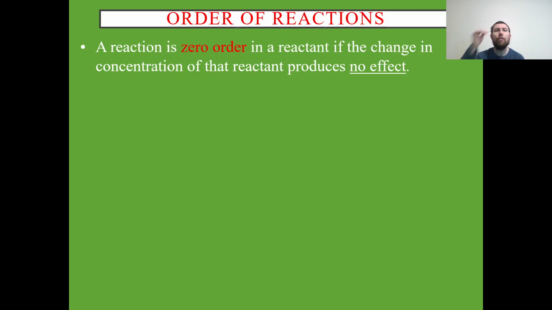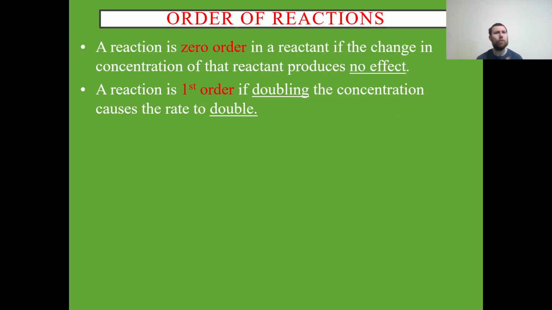All right, so now let's talk about these orders of reaction. I've mentioned zeroth, first, second order. What exactly does that mean? What is that telling us? If a reaction or a reactant is zeroth order, that means that when you change the concentration of that substance, it produces no change in the rate of reaction. Okay, so zeroth order, changing the concentration has no effect on the reaction rate.